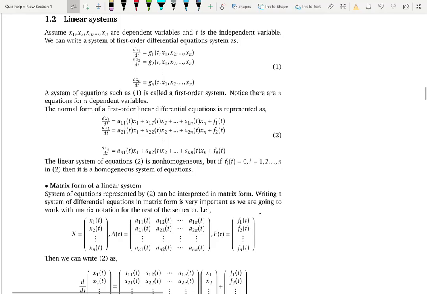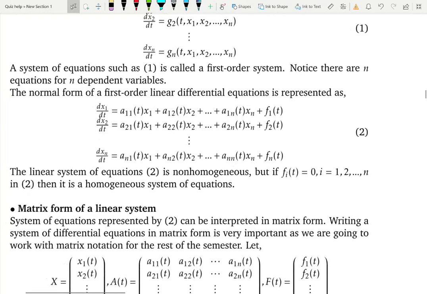Alright, hello everyone. So let's continue our lesson. Now, we learn about system of differential equations, how they look like. Basically, they are a collection of differential equations, right? But they are working together, right?